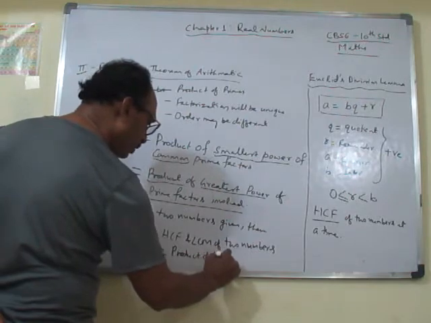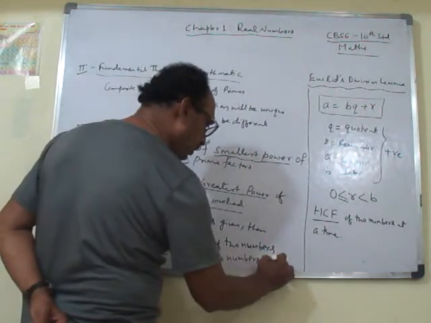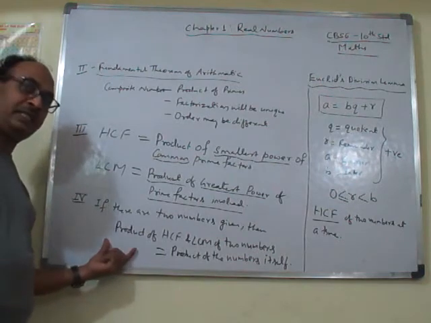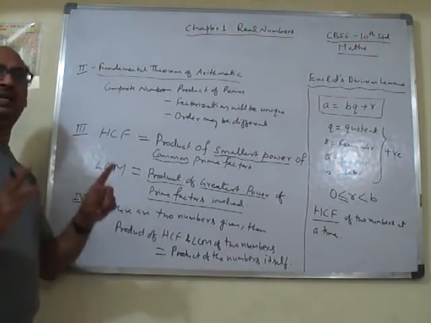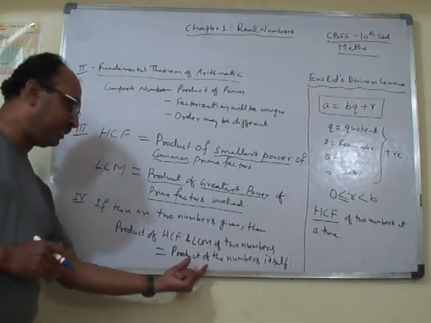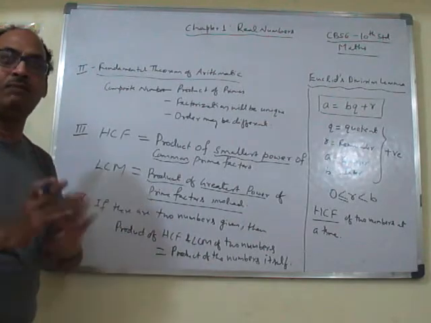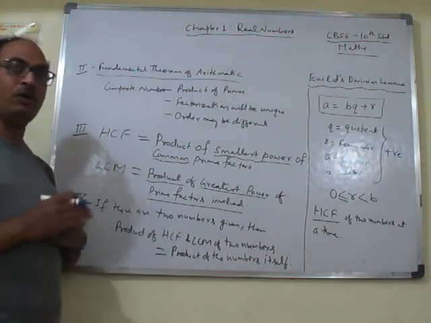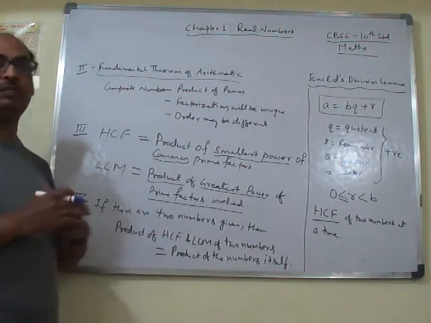Product of the numbers itself. What is the advantage of using this? The advantage is you find only HCF or LCM, any one. You already have two numbers. By converting them into prime factors, you find only HCF or only LCM. If you have either HCF or LCM of those two numbers, the other one you can find immediately by following this particular law.